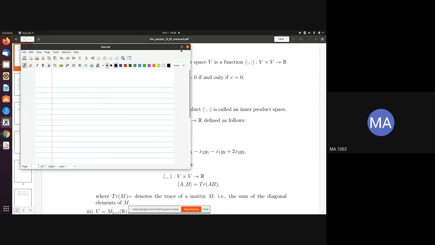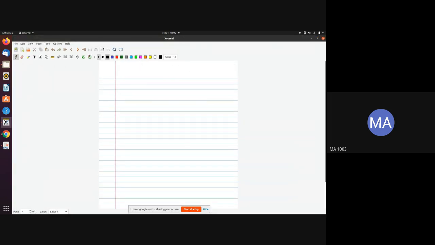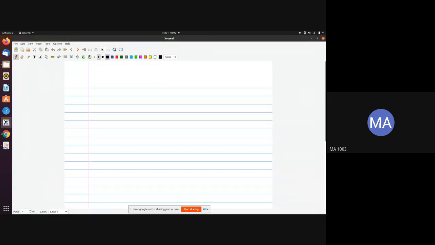Is it not clear? So suppose I have two vectors. Let's take V as R2, and I have two vectors V1 and V2. V1 is x1, y1, and V2 is x2, y2. How do we define the dot product V1 dot V2? x1 into x2 plus y1 into y2. Correct, this is the standard dot product.